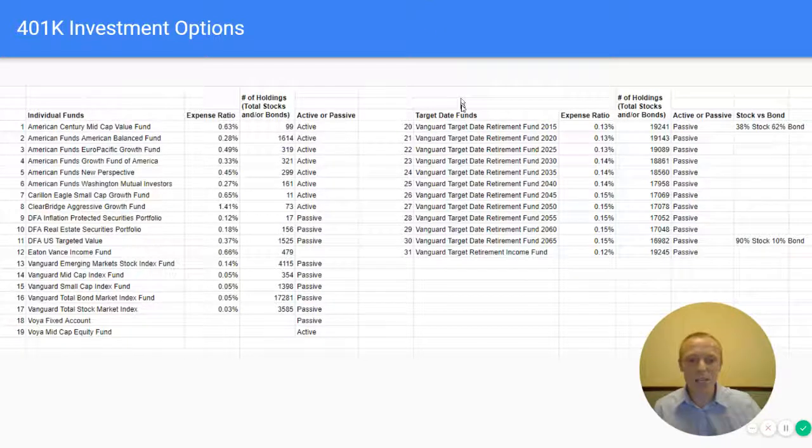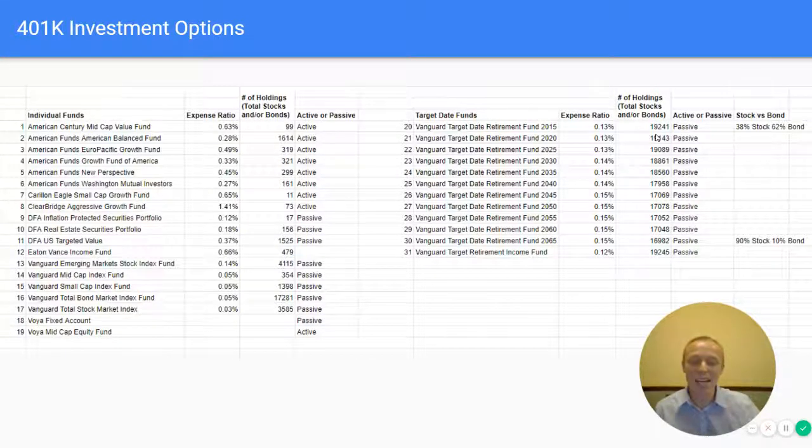And then you can also see on the right here, and so on the left is the individual funds that we've talked about before, and then on the right is the target date funds. And look at the expense ratio on these target date funds, 0.13. That's great. That is a wonderful expense ratio. You should be happy paying that. It's really not a lot of money. Then you should also be happy if you see that the holdings are over 19,000.